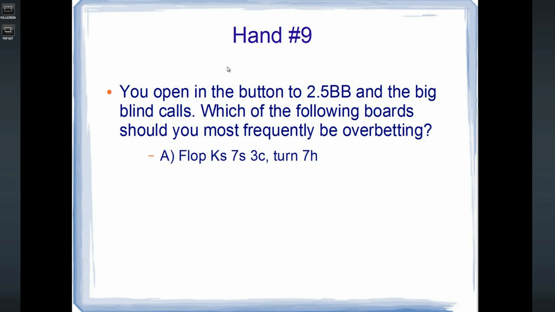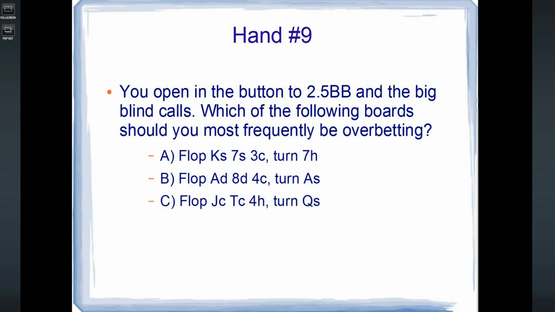A, a king-7-3 flop with 2 spades and the turn is a 7. B, an ace-8-4 flop that's rainbow with a turn that's an ace. C, a jack-10-4 flop where the turn is a queen. Or D, a 9-8-4 board where the turn is a 3. Again, pause for a moment and think.